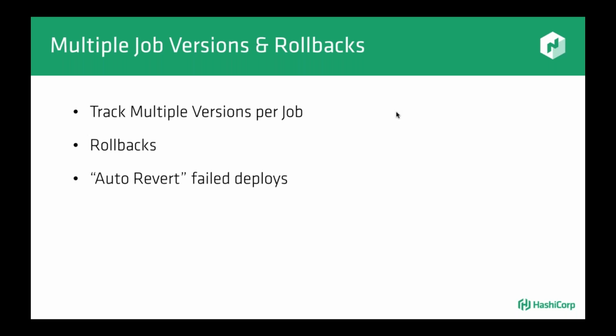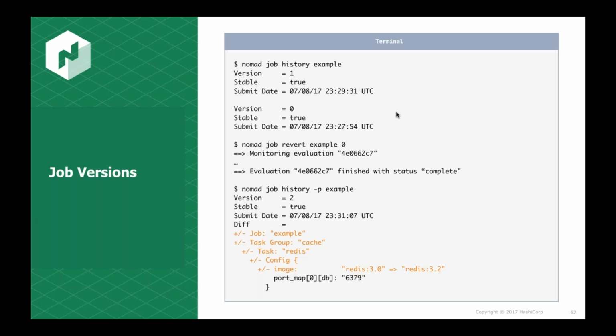So what this then integrates with now is the fact that Nomad tracks multiple versions of a job and supports rollbacks. And so we can integrate this with the Canary system with an auto revert. So you can actually specify within the update block that if a deployment fails, so if our health checks are failing, that Nomad should issue an auto revert and roll back to the last stable version. And we'll see what that looks like during the demo.